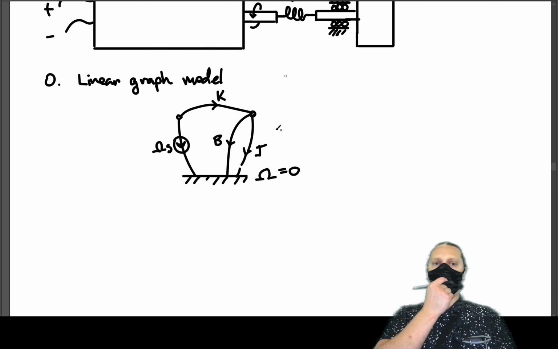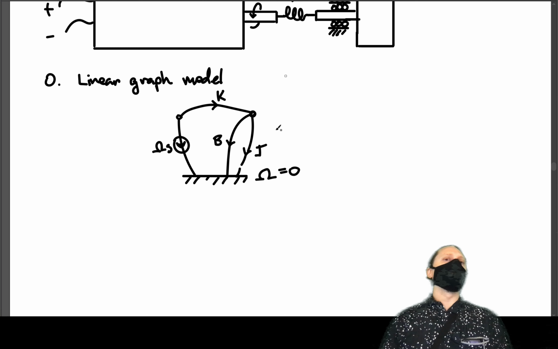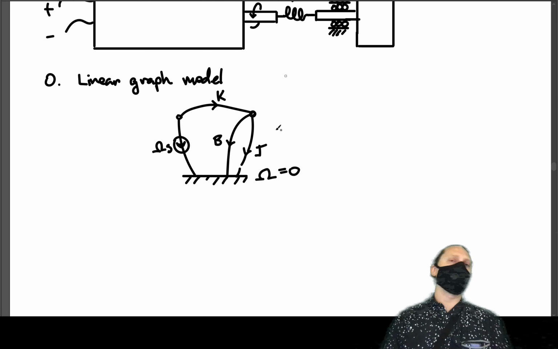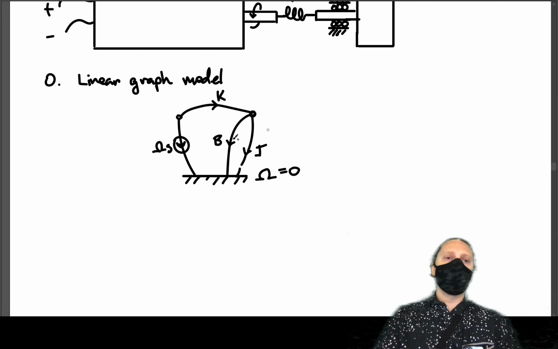Now we want to do a state space model of this linear graph, so of this system. We're going to start with the linear graph model and go from the linear graph to the state space model.